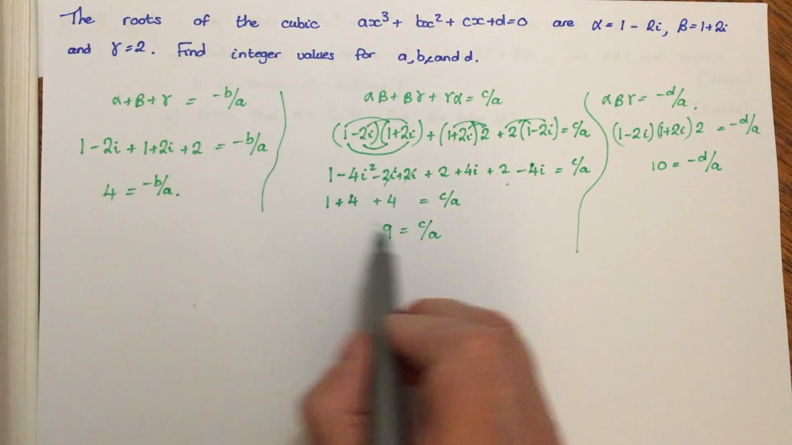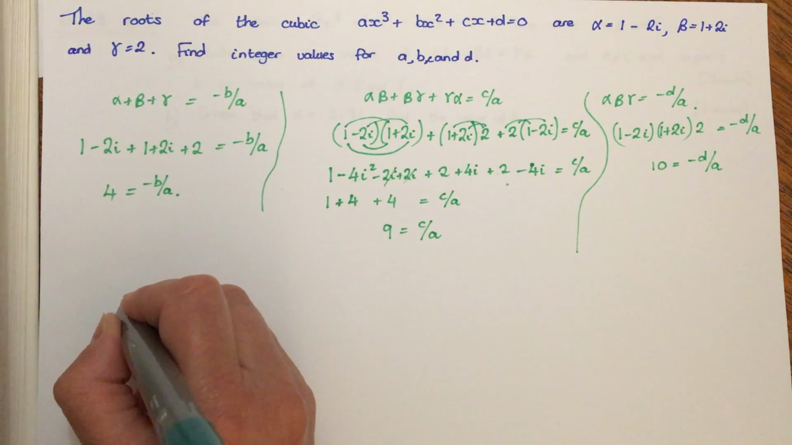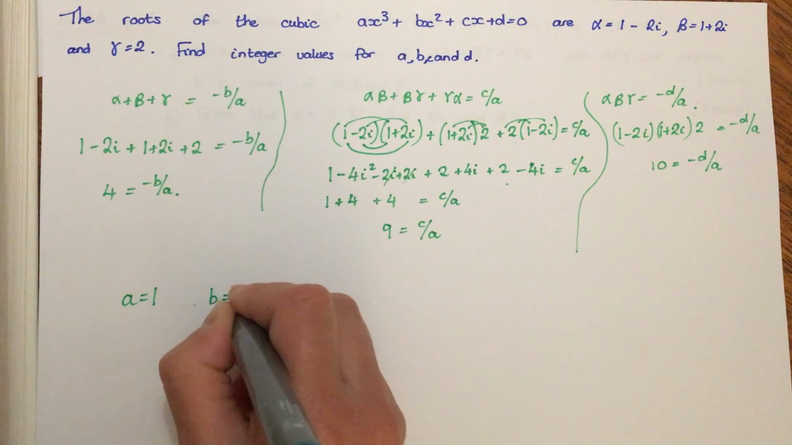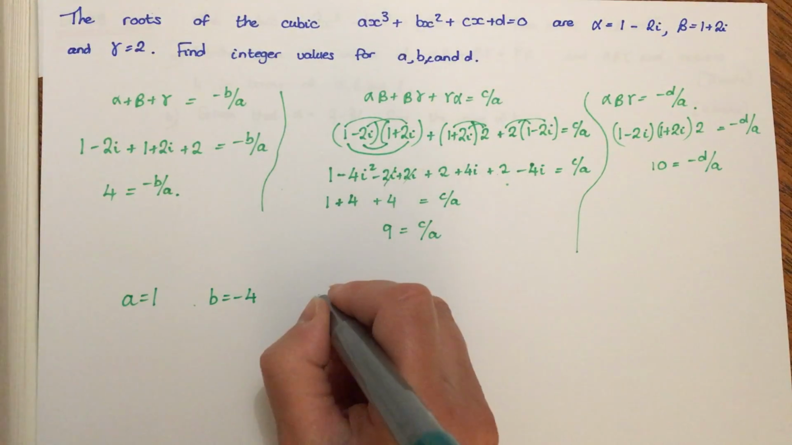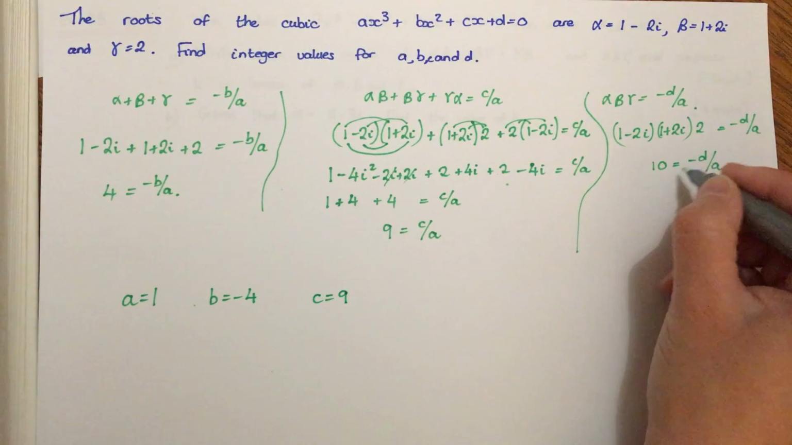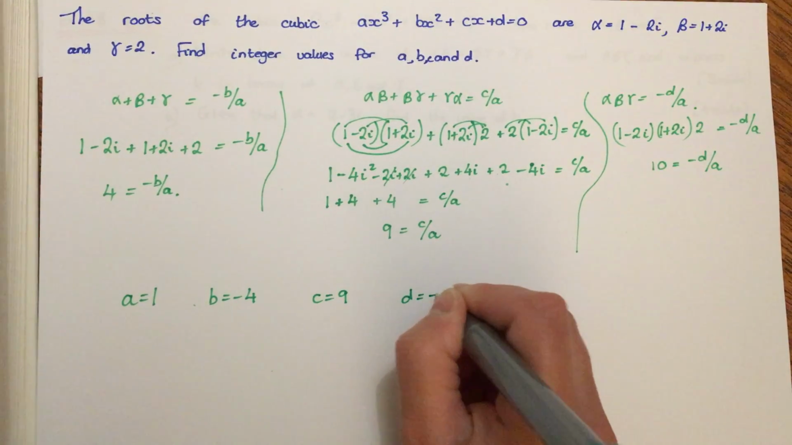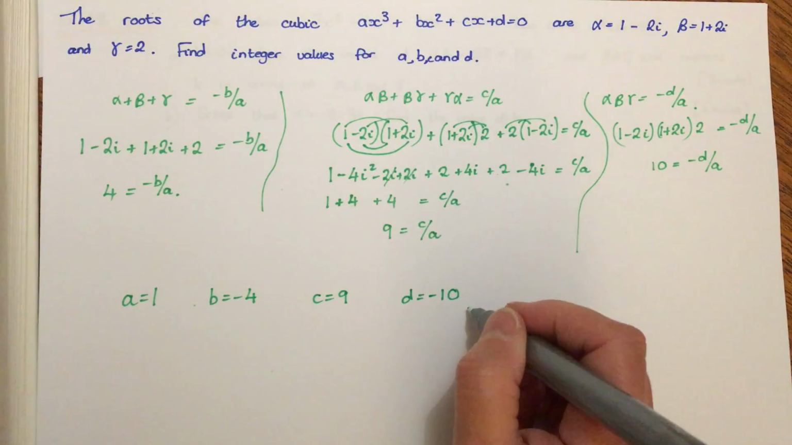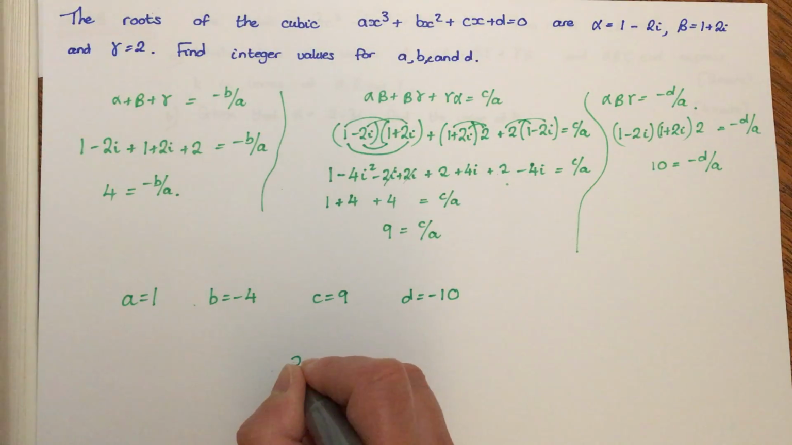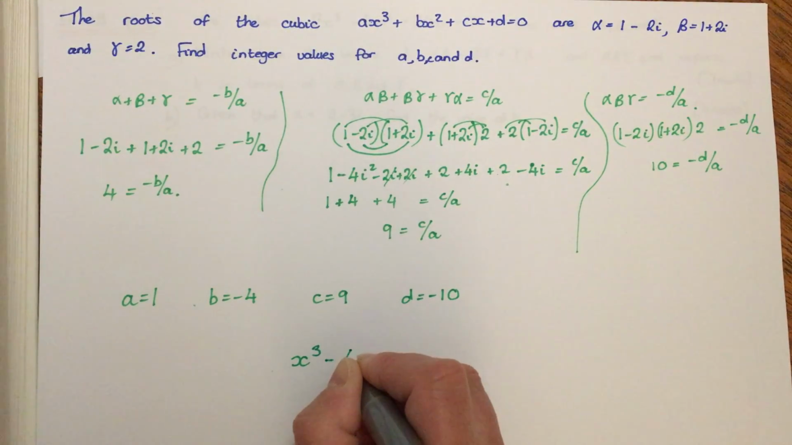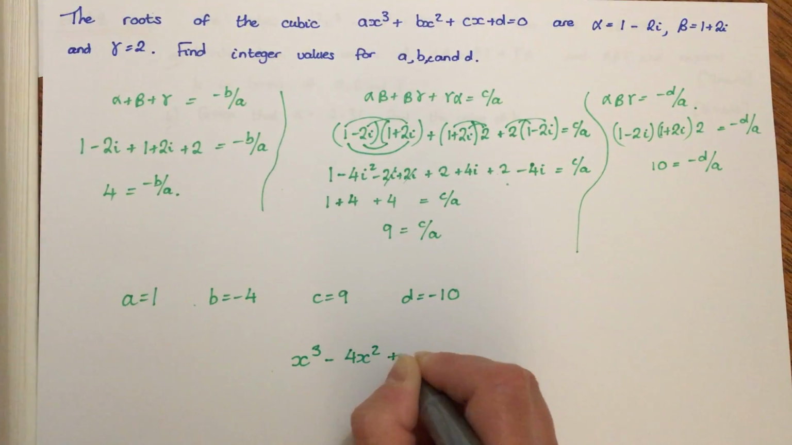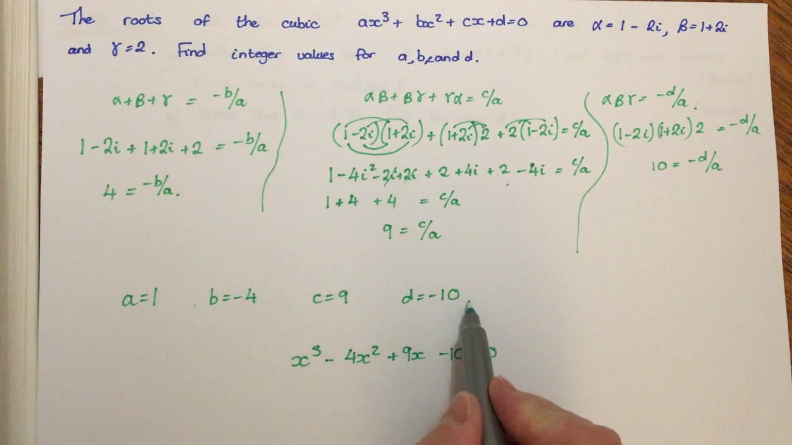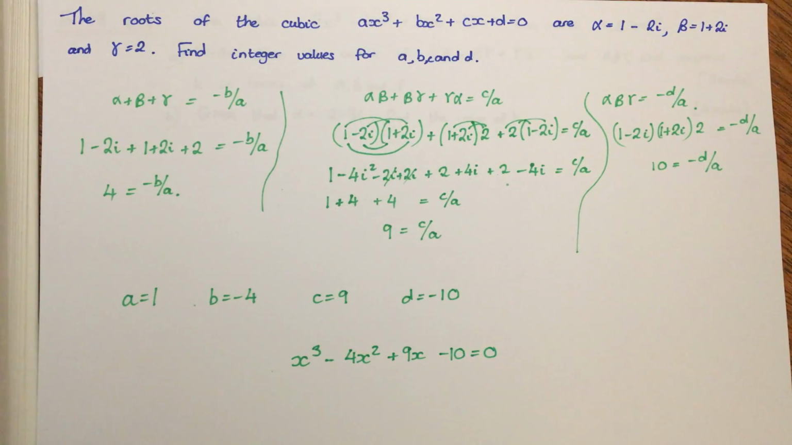In all of these, there's no denominator, so I can say that a is 1, which then makes b minus 4, negative 4, c is 9, and d is negative 10. So, well, it says find integer values for a, b, c, and d, which is what I've done, but my equation, if I put them back in, would be x cubed minus 4x squared plus 9x minus 10 equals 0. So those are my integer values, but that would be my equation.